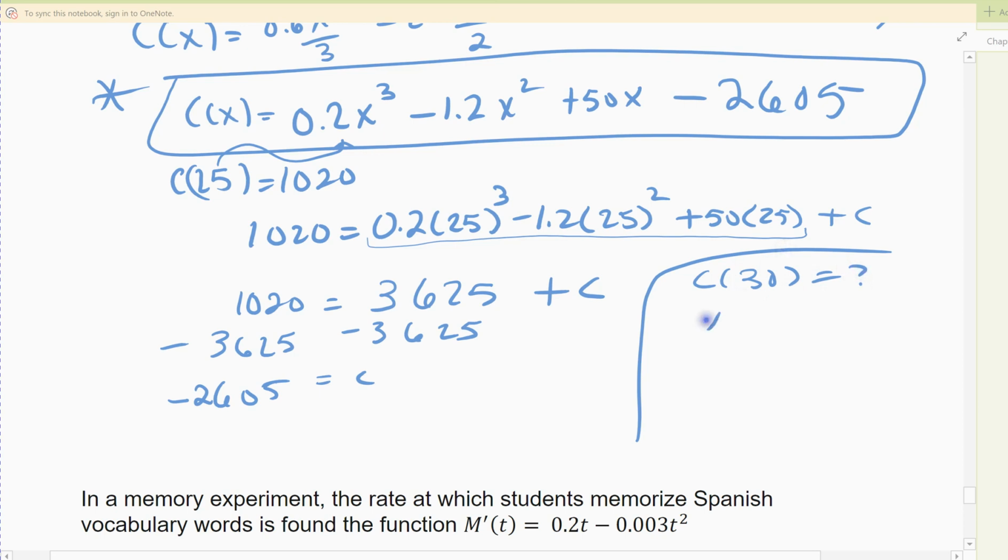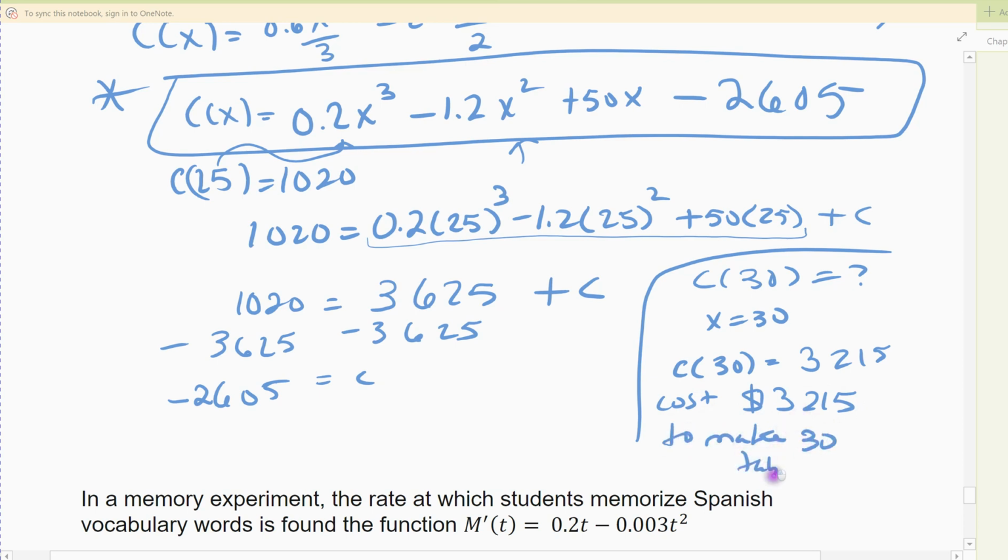So I take my x value 30 and plug it into this equation for cost that I now have. So cost at 30, and I'd be careful when I plug it in. It's going to go in here as 0.230 cubed minus 1.230 squared plus 50 times 30 minus the 2,605. And when I do that, it comes out 3,215. So it costs $3,215 to make 30 tables. And that's my final answer.